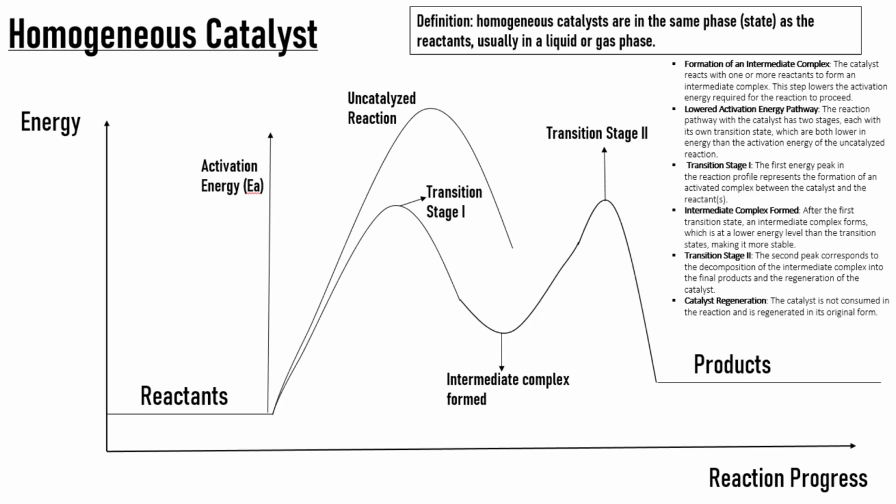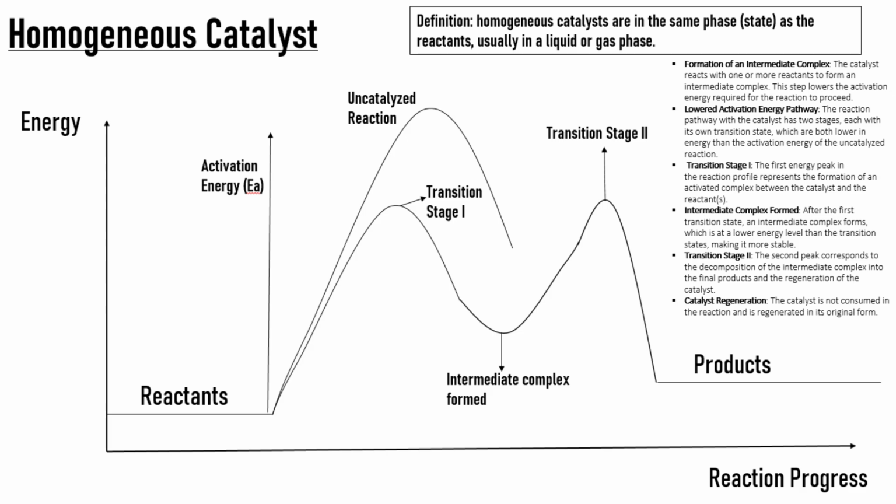Let's look first at how homogeneous catalysts work. Homogeneous catalysts are catalysts which are in the same phase as the reactants, typically both in a liquid or gaseous state. The mechanism is slightly more complex. First, the catalyst interacts with the reactants to form an intermediate complex. This lowers the activation energy that is required to get the reaction started.